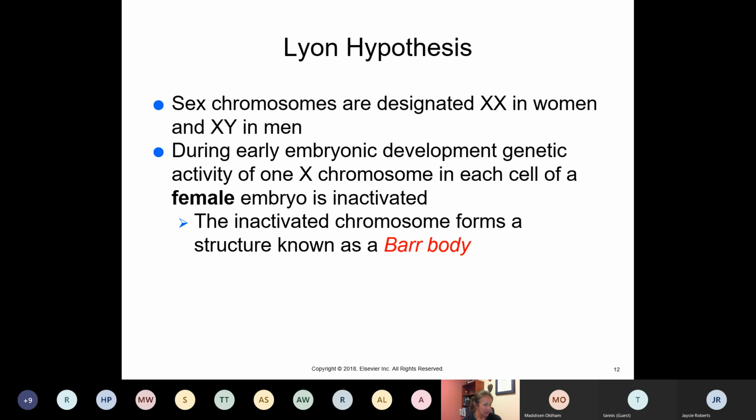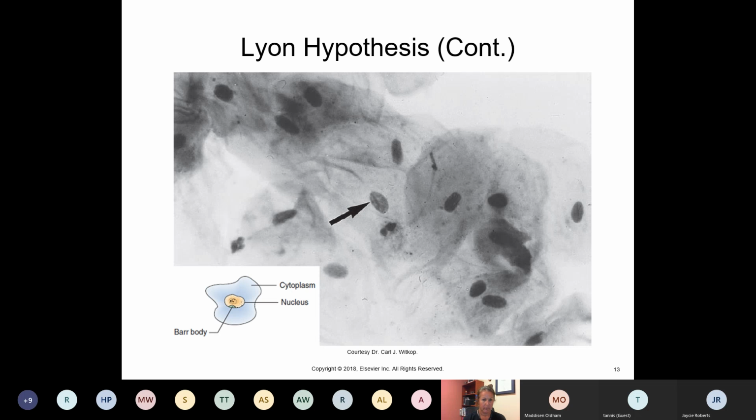If you look at figure 6-7 on page 191, it shows you what that bar body is. If you look at it on a slide, it's just kind of a dark oval. And it was her belief that this was just an inactivated X chromosome. And this is what that looked like. It's in the nucleus. You can see the cytoplasm encircling the nucleus, and then that little blue area on the picture down in the left corner is supposed to be signifying what that bar body might look like.